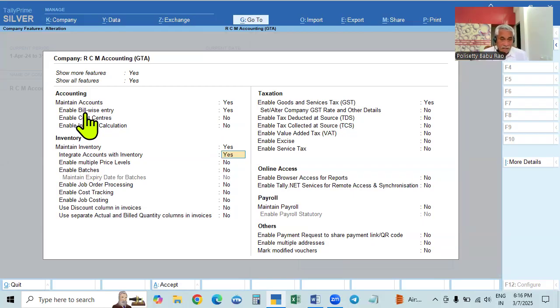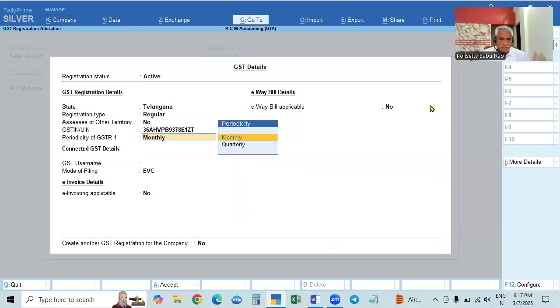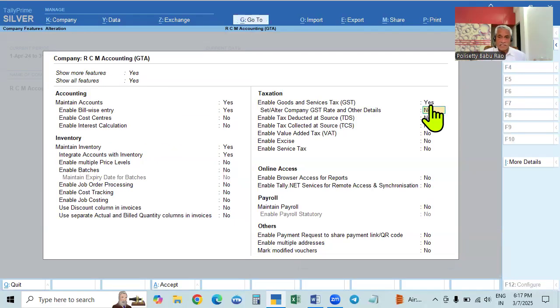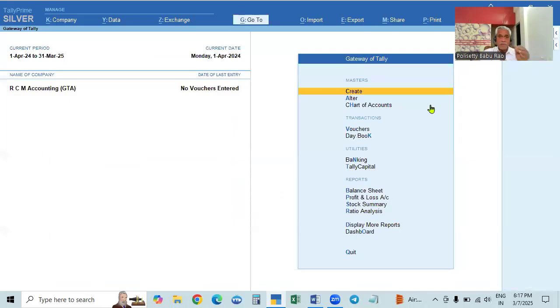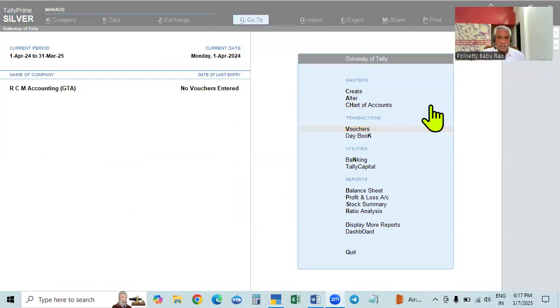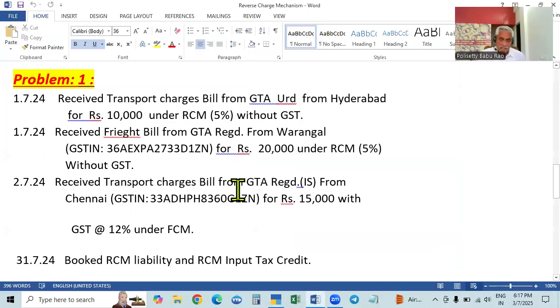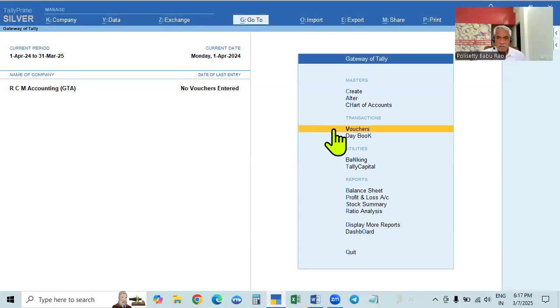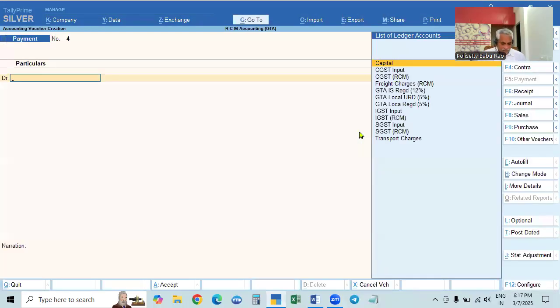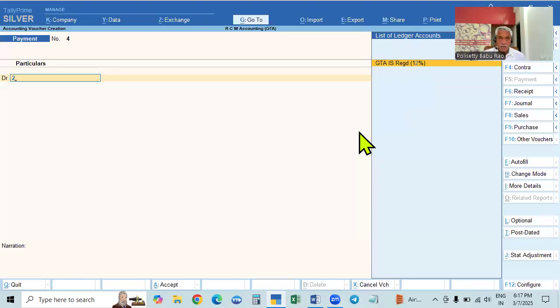Maintain inventory and integrate accounts with inventory, and then come to goods and services tax. Enable this and fill in the GST details and tax details. So the company is created, and all the required features in F11 we selected and enabled. Then now we will go to the vouchers. In the voucher, what are the required ledgers we will create? So first of all, the date is 17-2-24. Select 17-2-24.